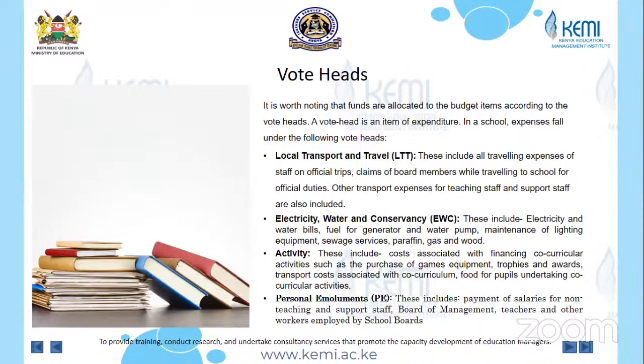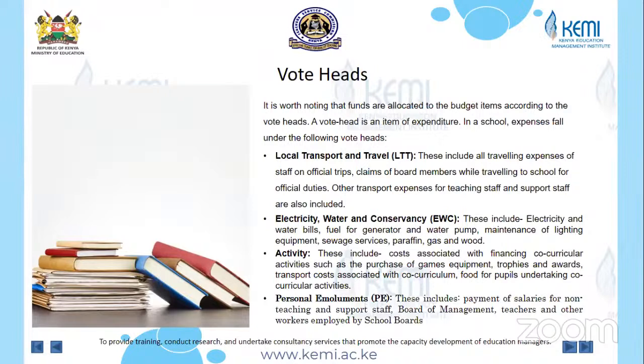Then there is also activity. These include costs associated with financing co-curricular activities, such as the purchase of games equipment, trophies and awards, transport costs associated with the co-curriculum, and food for pupils undertaking co-curricular activities. And then we have personal emoluments. These include payments of salaries for non-teaching and support staff, the board of management, and teachers and other workers employed by the school boards. So remember, this is that vote head.